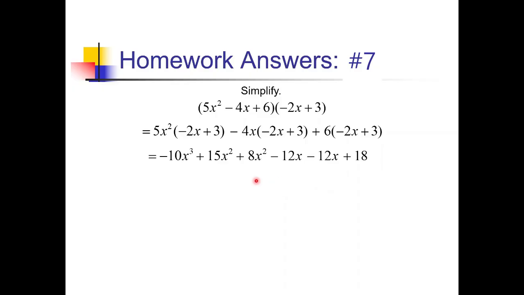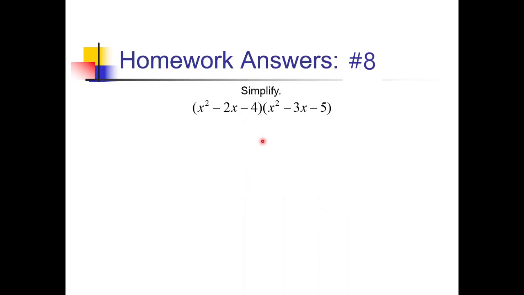All right, so like terms. Let's see, there's only one of these x cubed terms, so this negative 10x cubed is just going to stay the way it is. And then there's two of these squared terms. 15 and 8 adds up to 23x squared. Negative 12x and negative 12x is negative 24x. And this 18 is just along for the ride.